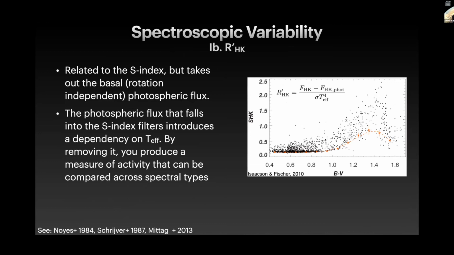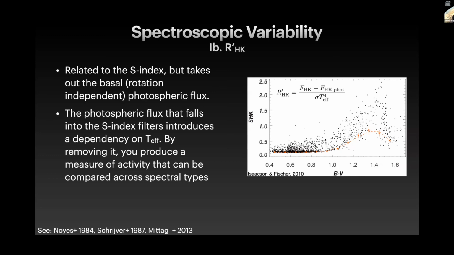Now, related to the calcium-2 H and K lines and the S index is the R'-HK index, and that uses those same two absorption lines, but it applies a correction that's based on the target star's effective temperature. And that allows for measurements to be compared across spectral types. Because when you're using just the S values, it's hard to compare the activity of a G star and a M star because they're going to have different base flux levels in those lines sometimes. The R'-HK also subtracts off the photospheric flux that falls into the S-index filters, which is not related to magnetic features rotating on and off the star, so it's a basal measurement.